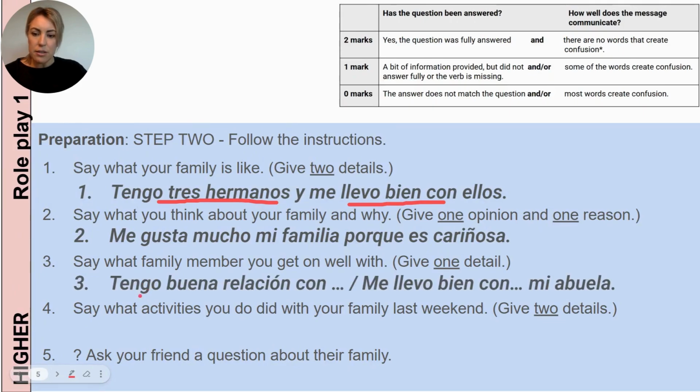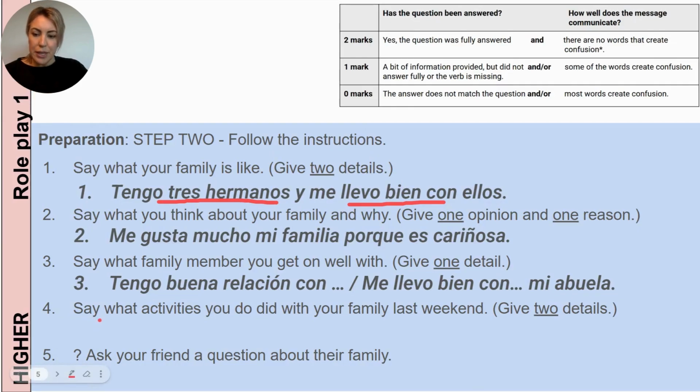So I just said, tengo buena relación con, or I can also say, me llevo bien con. So I have a good relationship with, or I get on well with mi abuela, because it's the person that I thought of, or maybe I cannot remember any other vocabulary because, in an exam situation, I'm a bit stuck. So, abuela, my grandma. Okay, perfecto.